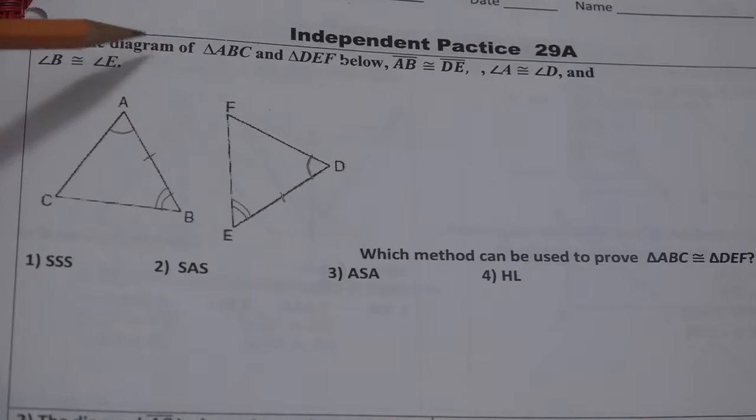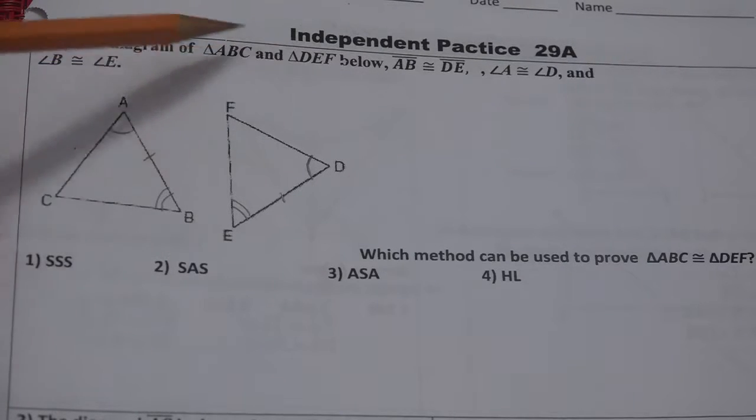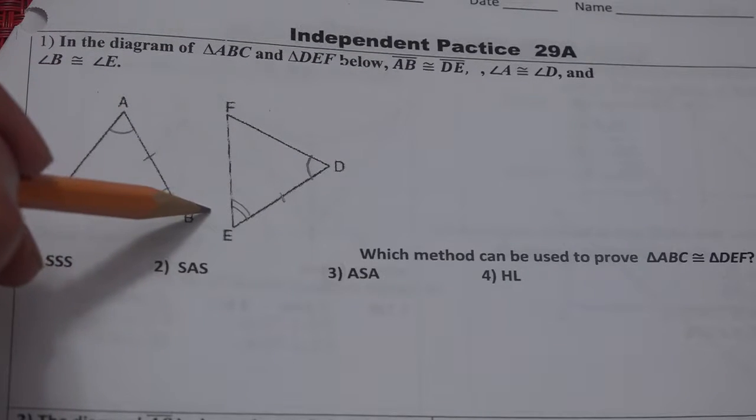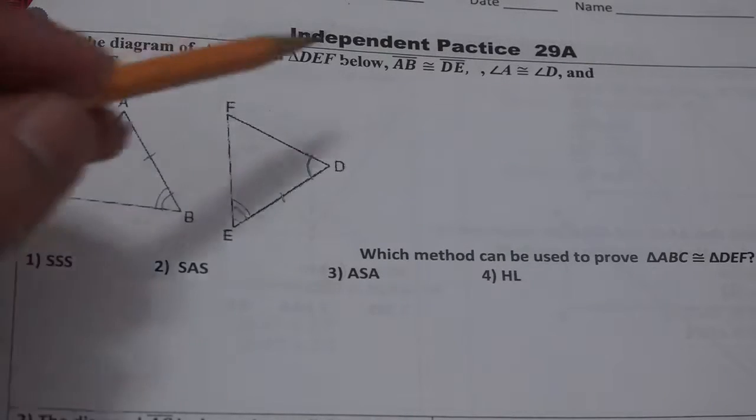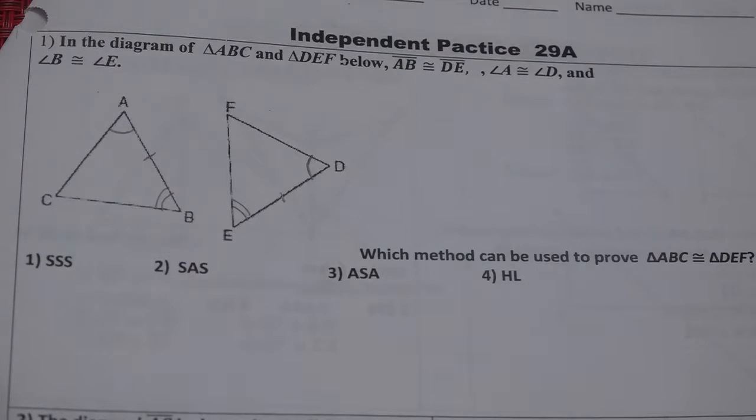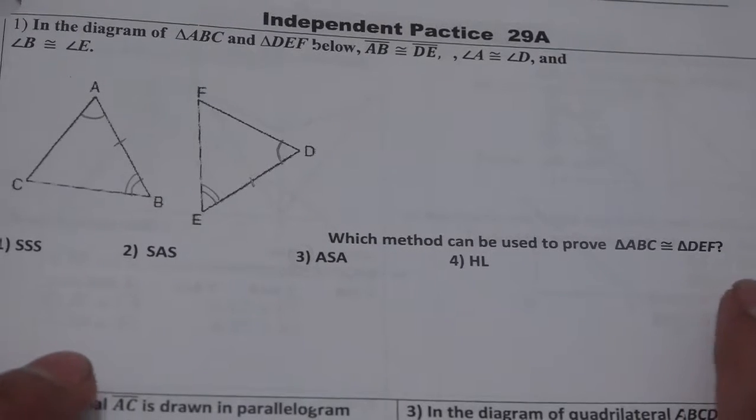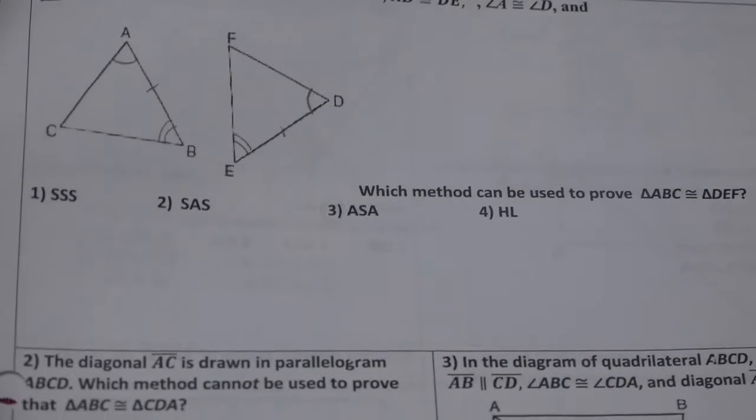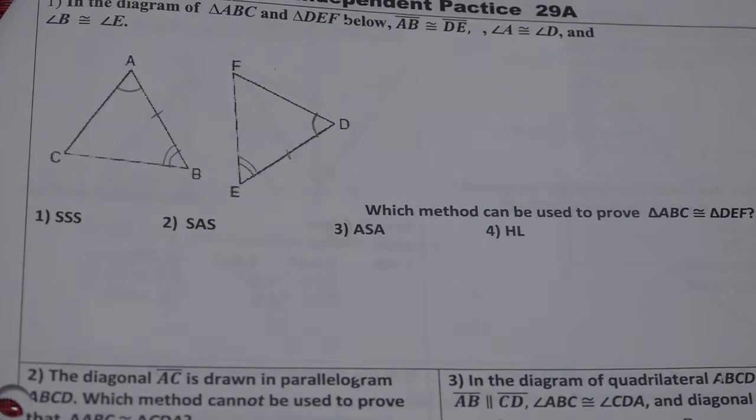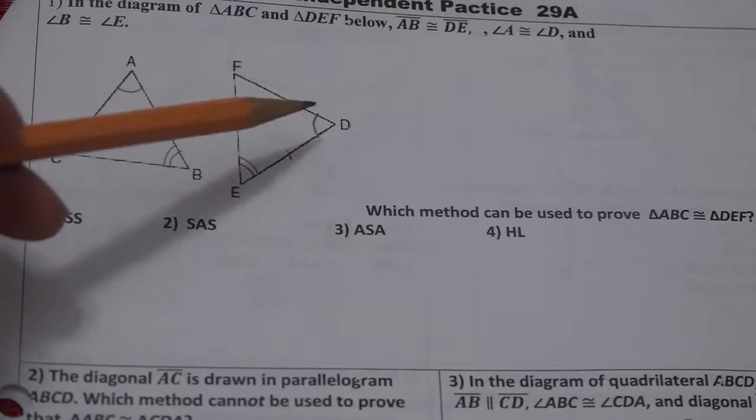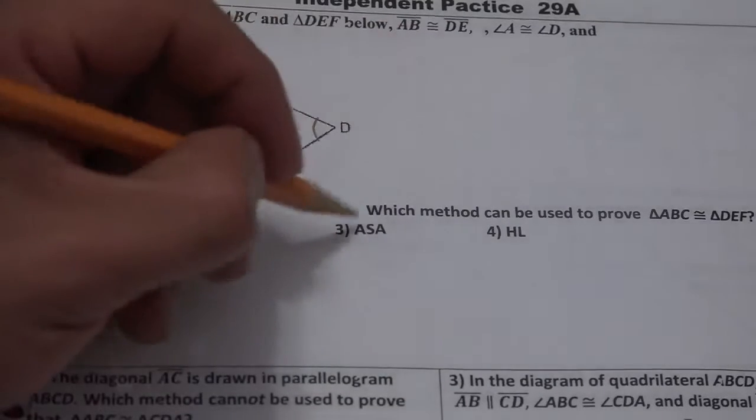So it says, in the diagram of triangle ABC and triangle DEF below, AB is congruent to DE, and angle A is congruent to angle D. Okay, good. Question, which method can be used to prove that triangle ABC is congruent to triangle DEF? And this is where you have to use your little noodles and come up with a response. Right. Angle, side, angle. Okay.